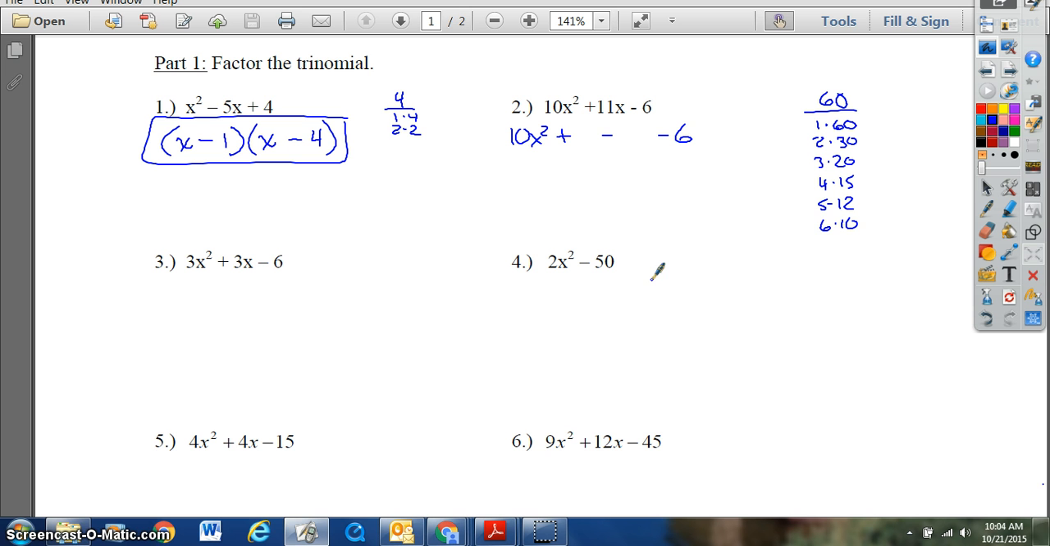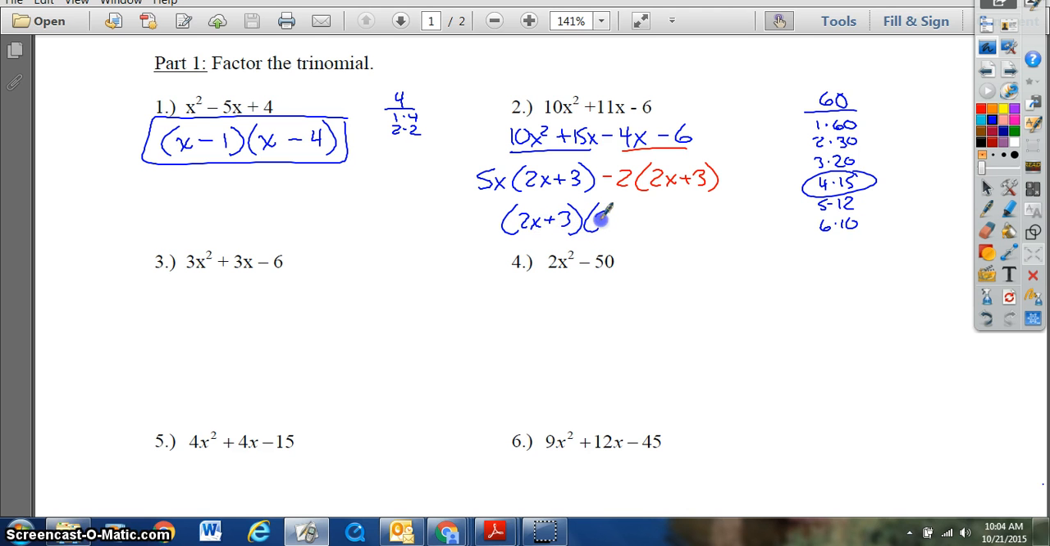So I need a difference of 11, it looks like. So which ones have a difference of 11? 15 and 4. So 15x has to go with the positive, 4x will be with the minus. GCF of these two is 5x, leaves you with 2x plus 3. GCF of the second pair would be negative 2, leaves me with 2x plus 3. So if I finish this up, this will be 2x plus 3 times 5x minus 2.